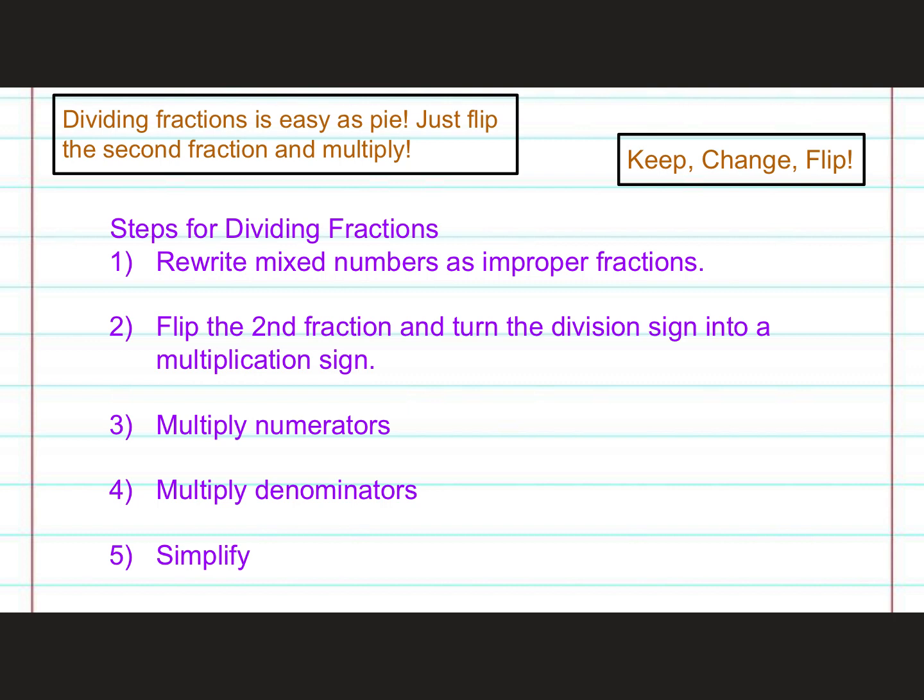All right, dividing fractions, a couple things to help you remember. Dividing fractions is easy as pie. Just flip the second fraction and multiply. You'll also hear me say a lot, keep, change, flip. That's just to help us remember the order of things. But here are the actual steps. First, just like with multiplying, we need to make mixed numbers into improper fractions. We're going to flip the second fraction and turn the division sign into a multiplication sign, and then multiply just like normal. Multiply numerators, multiply denominators. And then always simplify your answers, turning them back into mixed numbers if you have an improper fraction.